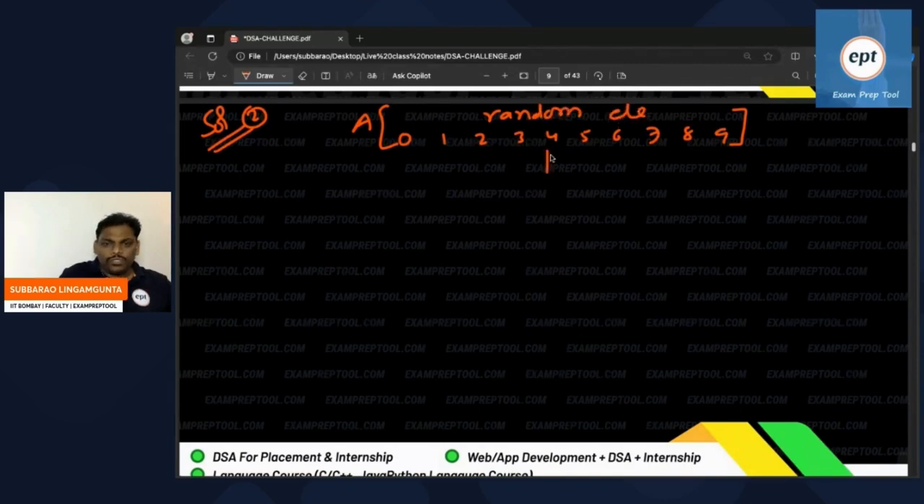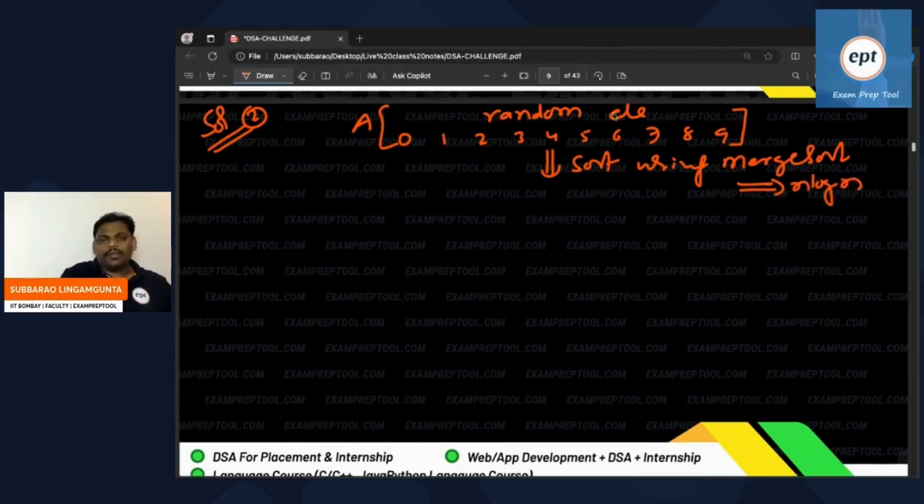Then what you do is sort it first, using merge sort, where the time complexity becomes n log n. Right? Given the problem, a random array is given. Sort the array using merge sort, which will take order of n log n. Now you have a sorted array. So this is the sorted array.